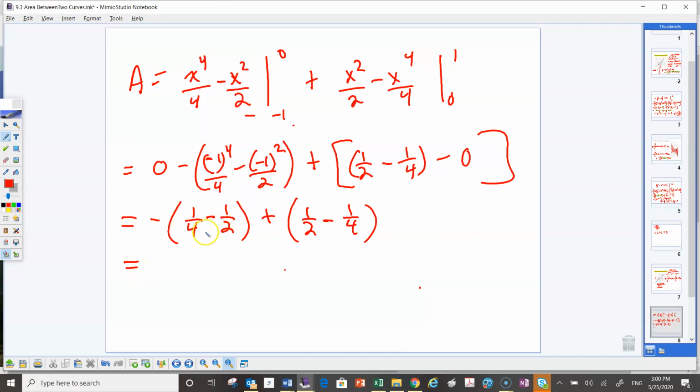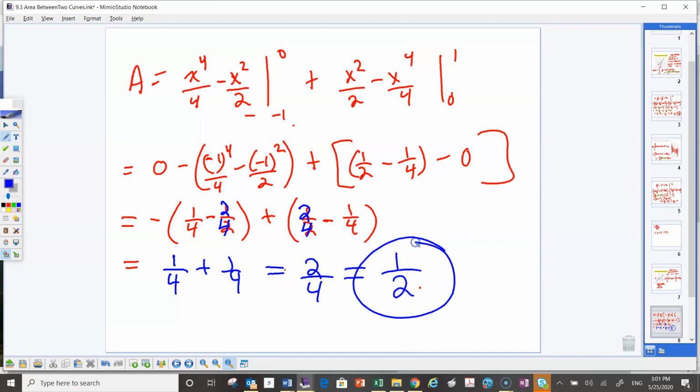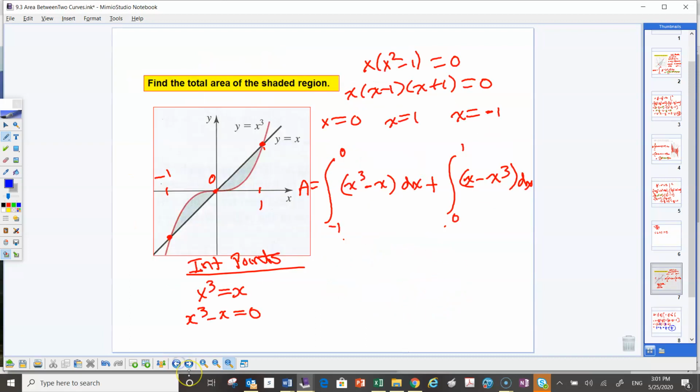So if you work this out, let's get a common denominator for all of these. 1/2 would be 2/4. Similar here, this would be 2/4. So I end up getting 1/4 minus 2/4 is negative 1/4. But if I multiply it by that negative 1, it becomes plus 1/4. And the second part, 2/4 minus a quarter is a quarter. So I end up getting 2/4. So my final answer is 1/2. So the net area trapped between these two curves would be 1/2 units squared.